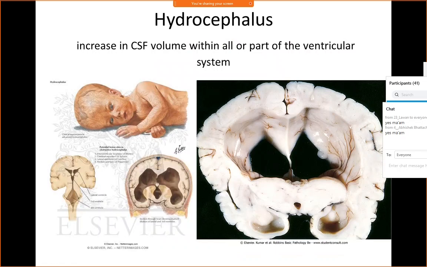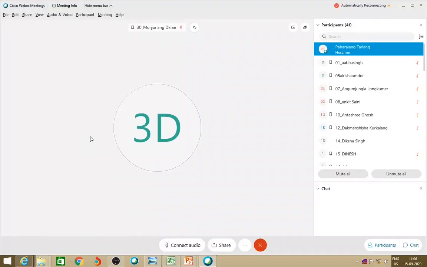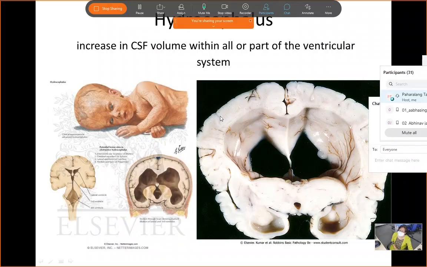Then hydrocephalus. I don't know whether you have seen babies with very, very huge heads. Hydrocephalus is an increase in the CSF volume. This usually happens when the fontanelle has not yet closed, so there is space for the brain to expand. You get ventricular cavities which are very huge and the whole head becomes really big.